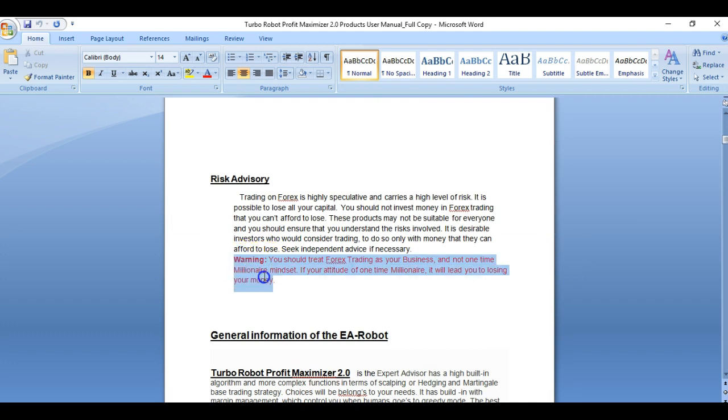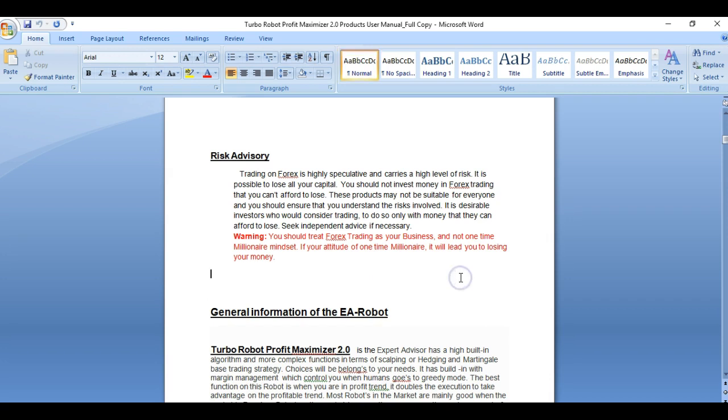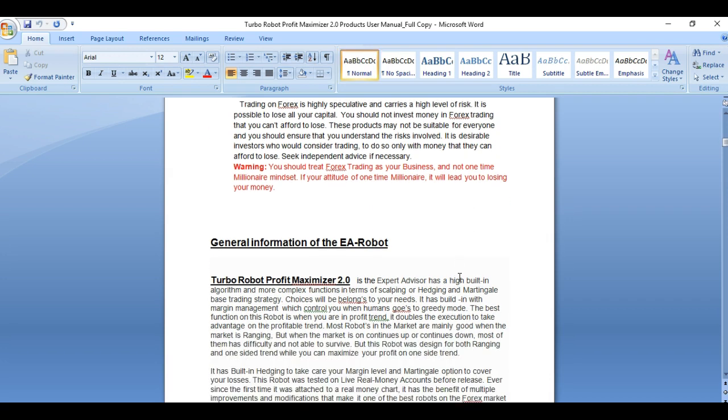So we have put in a warning over here: you should treat forex trading as your business, not a one-time millionaire mindset. If your attitude is of a one-time millionaire, it will lead to losing your money. So I believe this phrase here is really true.